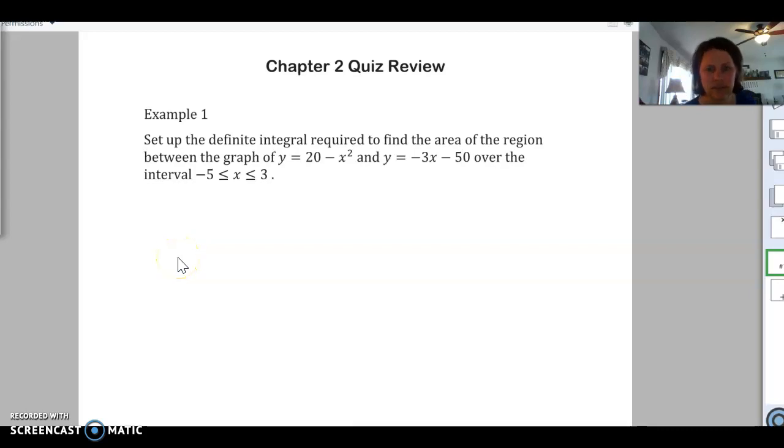Alright, so this is going to be a Chapter 2 quiz review. I'll go over one problem exactly like each one of your questions on your quiz. So hopefully this will help you guys be ready for your quiz on Monday. We're going to start off with example number 1.